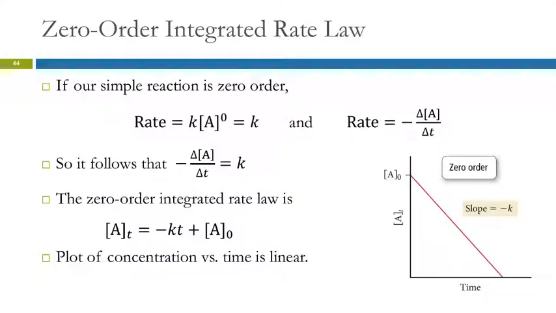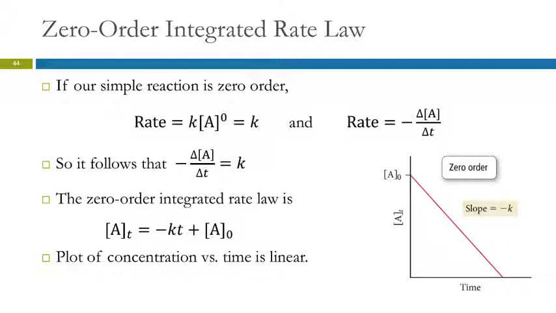Zero order. So following that same process here, here's the rate law. The rate law has A to the 0 power, which is 1. So the rate is equal to the rate constant. The rate equals the change in A over the change in t. And so we come up with this. We integrate that, and we get this nice relationship, where the concentration of A is equal to negative kt plus the concentration initially.